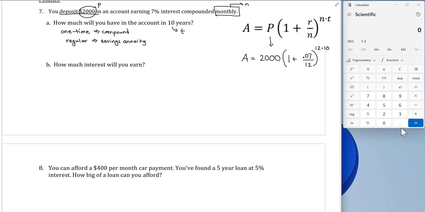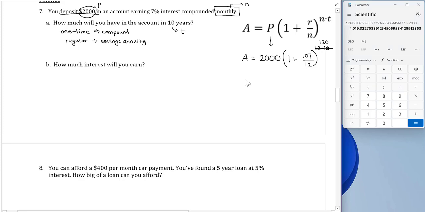Throwing this into my calculator. Again, everyone's calculator is a little bit different. I've got a more basic calculator here, so I'm going to do one step at a time. I usually like to change my power to a whole number instead of having it as a multiplication, because that's a quick one to do right up front. Then I take 0.07 divided by 12, add my 1, take it to the power of 120, and then multiply it by 2,000.